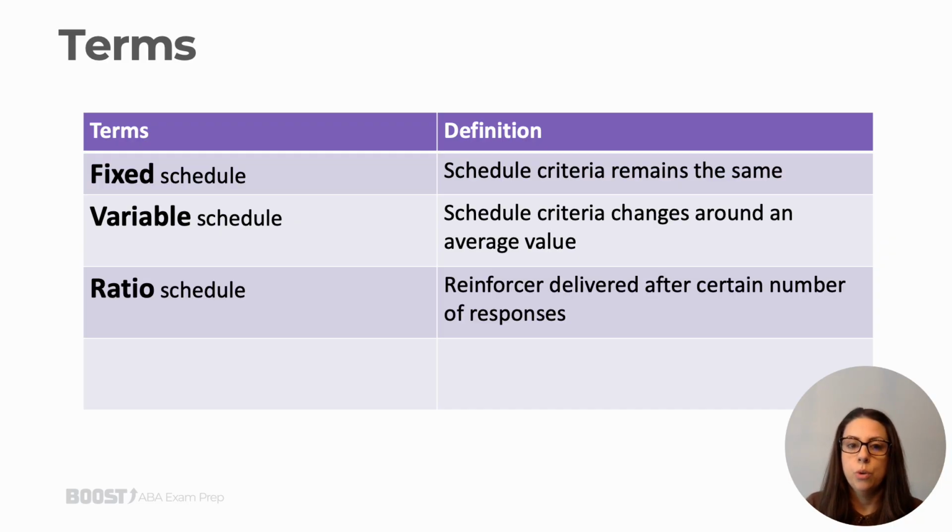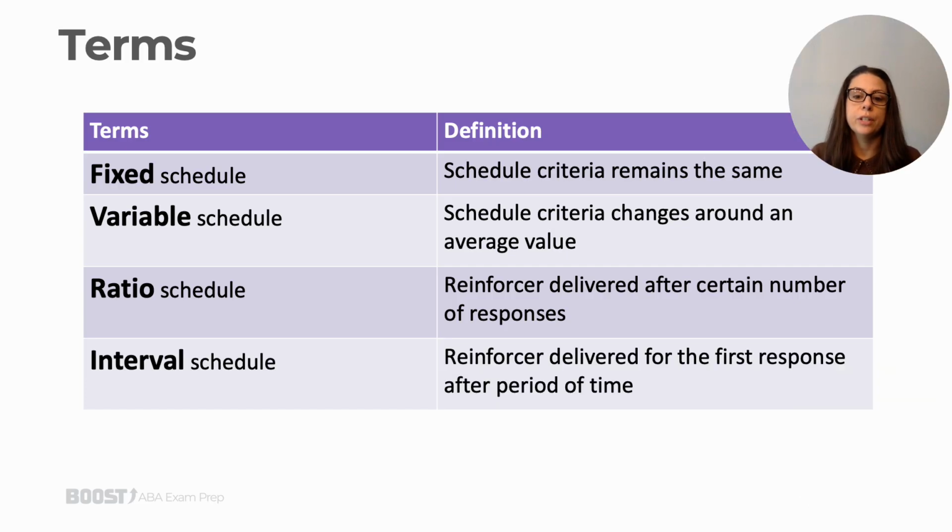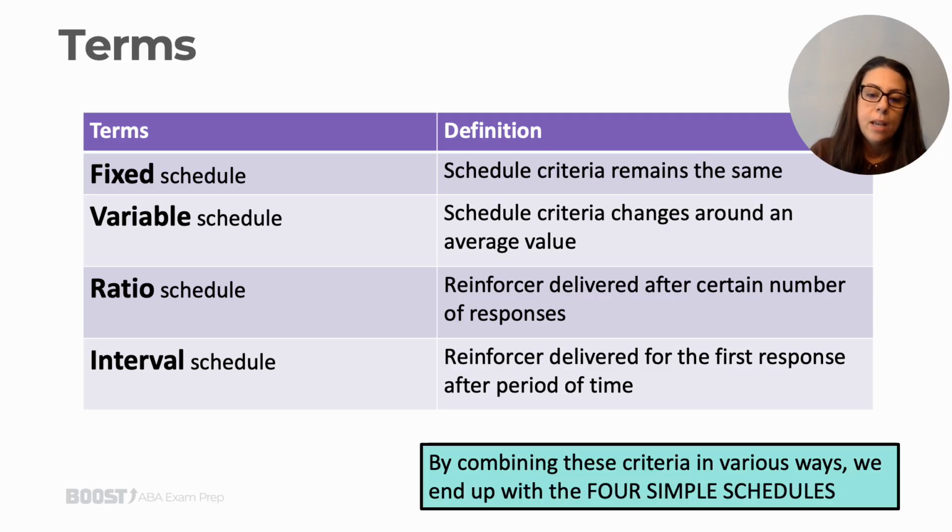The word ratio equals responses only, right? So with the ratio schedules, you're going to deliver the reinforcer after a certain number of responses have occurred. And finally, the word interval, think about time must pass and a response must occur. So with an interval schedule, you're going to deliver the reinforcer for the first response after a period of time. By combining these criteria and terms in various ways, we end up with those 4 simple schedules.